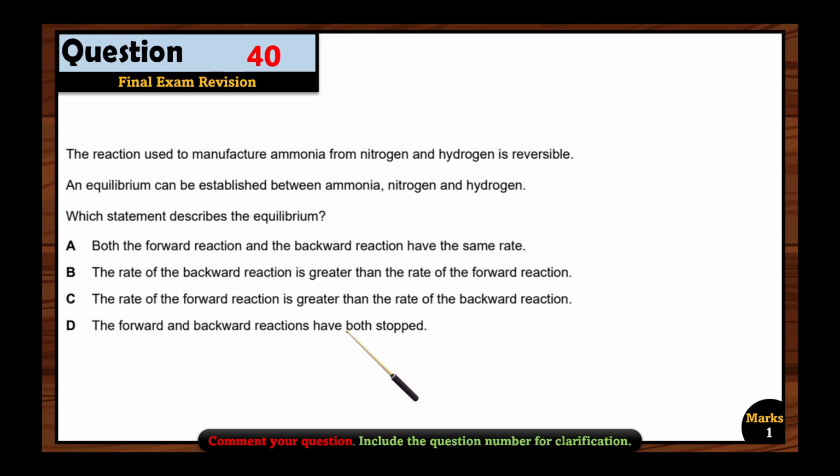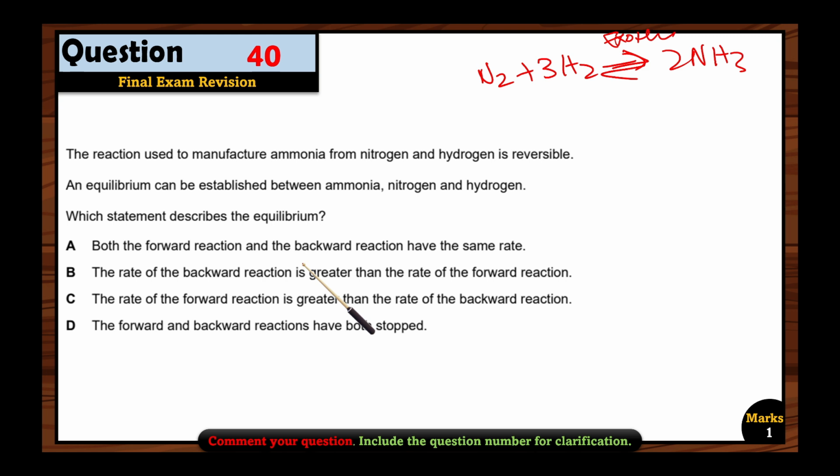Question 40. The reaction used to manufacture ammonia from nitrogen and hydrogen is reversible. Equilibrium can be established between ammonia, nitrogen and hydrogen. Now here the equation is not given, so we can write the equation ourselves. That is the equation now. We already know the forward reaction is exothermic. So let's see which statement describes the equilibrium.